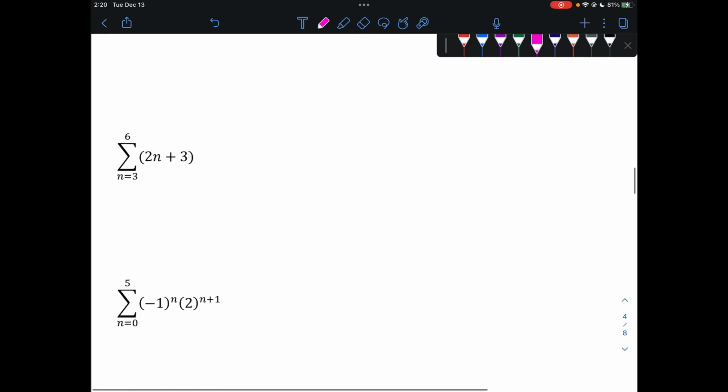Second one. If you put in 3, we would get 9 back. If we put 4 in, we would get 11. Put 5 in, we would get 13. Put 6 in, we would get 15. Add that up, we would get 48.